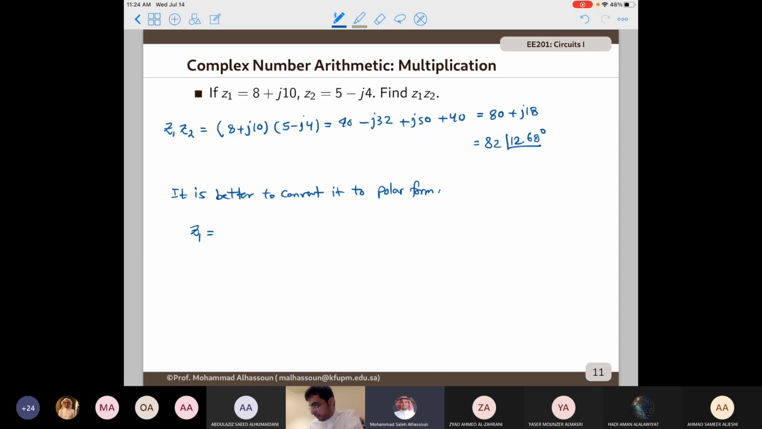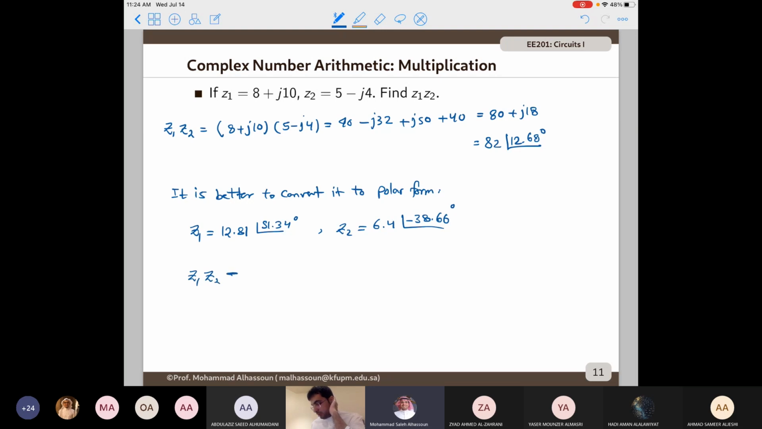So if we go to the first one, it's going to be 12.81. The angle is 51. Z2 will be 6.4. The angle is minus 38. Now, Z1 multiplied by Z2.